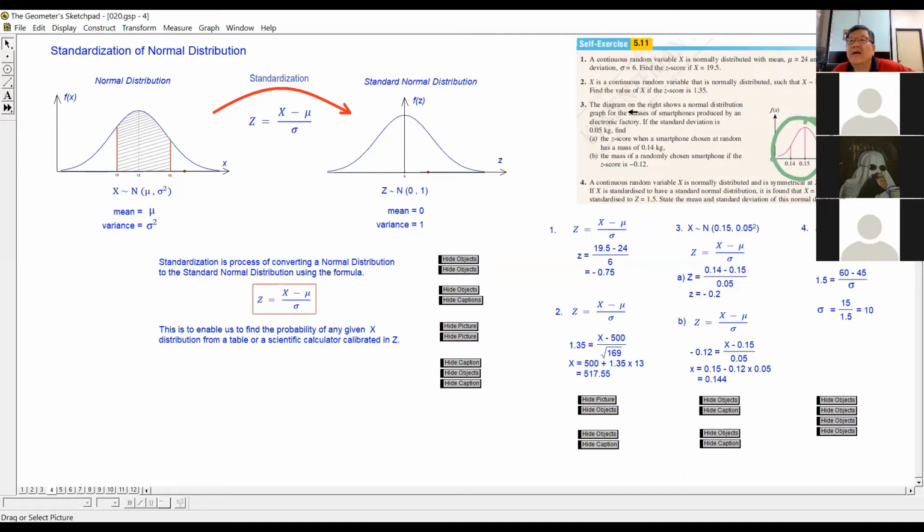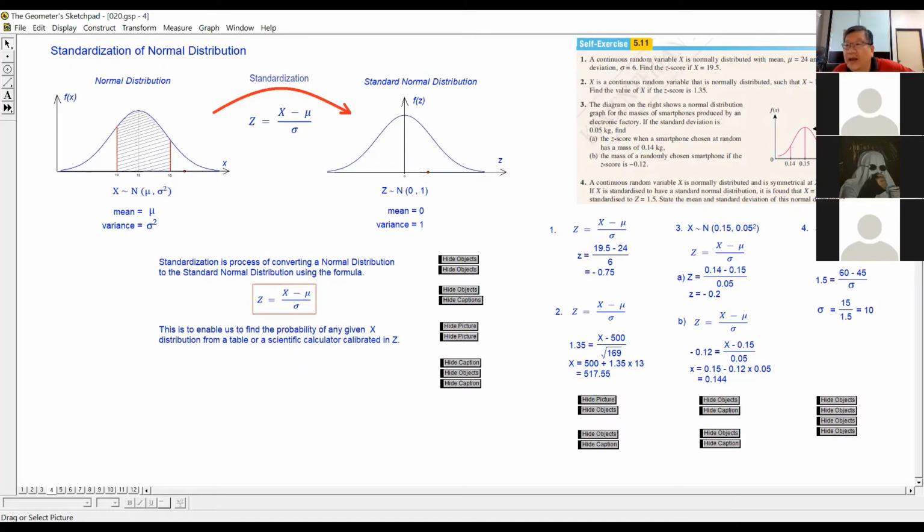Because if it is symmetric, okay, they say it is symmetrical about 0.15. So I conclude that the mu is 0.15. You see the center line, the symmetry is 0.15. So I conclude that the mu is 0.15.